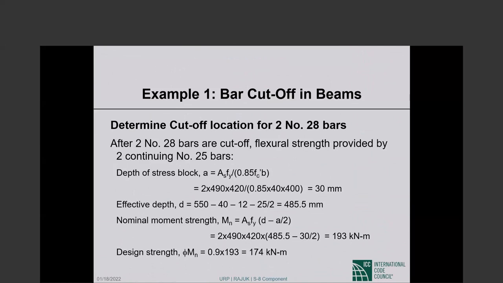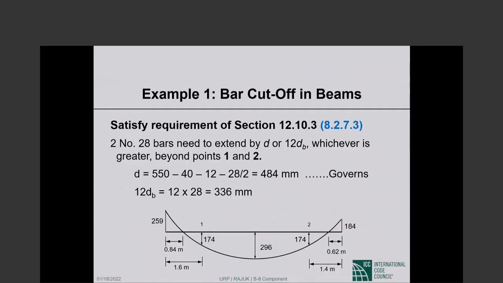After two number 28 bars are cut off, the flexural strength provided by the two continuing number 25 bars has to be calculated. So we calculate the stress block depth for the remaining two number 25 bars. That comes to 30 millimeters. Effective depth is 485.5, calculated value. Nominal moment strength comes out to 193 kilonewton meters. So design moment strength is 174 kilonewton meters.